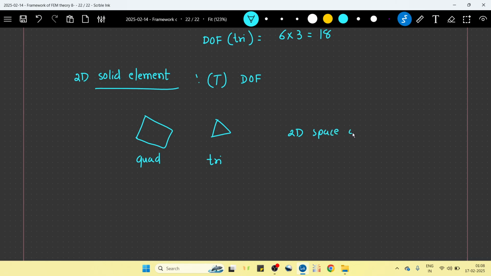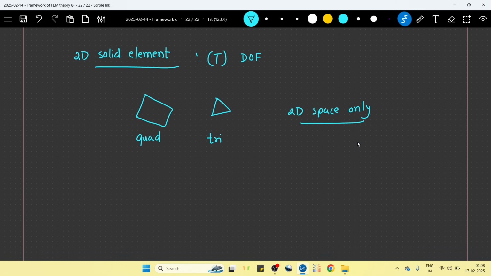And in terms of degree of freedom, so 2D space means degree of freedom per node is 2, right? Ux and uy. So for this element, degree of freedom per element is 4 nodes into 2 degree of freedom per node, so 8 degree of freedom. And tria solid element has 3 into 2, is equal to 6 degree of freedom.